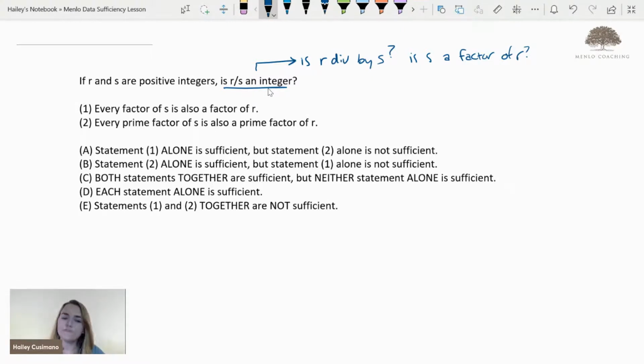Because they've told me every factor of S is also a factor of R. And sure, I could pick numbers here, but I shouldn't really need to, because what's the largest factor of any value? The largest factor of any value should be itself, right? The largest factor of 15 is 15. The largest factor of 30 is 30. So if every factor of S is also a factor of R and S is a factor of S, then S must also be a factor of R. I'm going to get to an integer. I have enough information to answer my question.